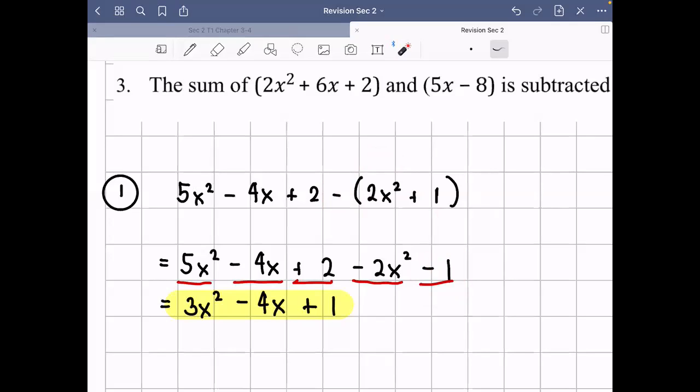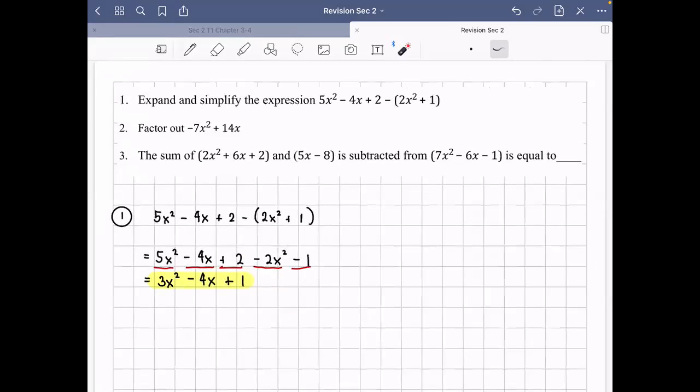Okay, so no question for number 1, right? Yes, I have a question. What is your question about? What's the difference between expand and simplify?